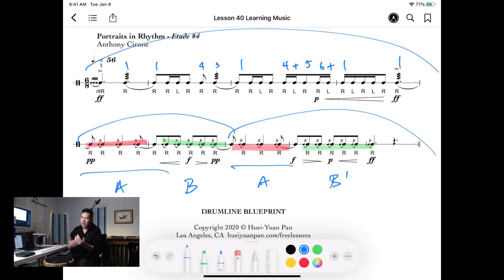Same thing here. If you can create some structure in your mind of what it is that you're playing and it makes sense to you, then you're less likely to have a memory slip and you'll learn it correctly the first time. Okay? All right. That was tip number six. Number seven I already did, which is to sing the part.